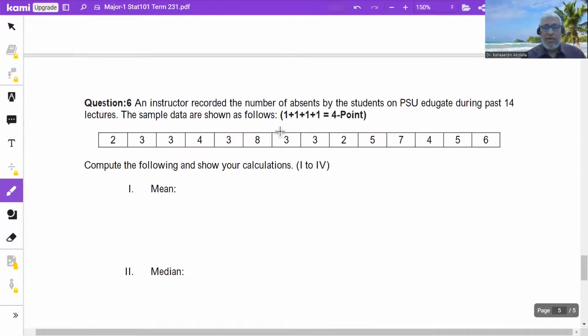An instructor recorded the number of absences by the students on BSU Educate during the past 14 lectures. Okay, these are the number of absences. This is a sample. Compute the following and show your calculations.